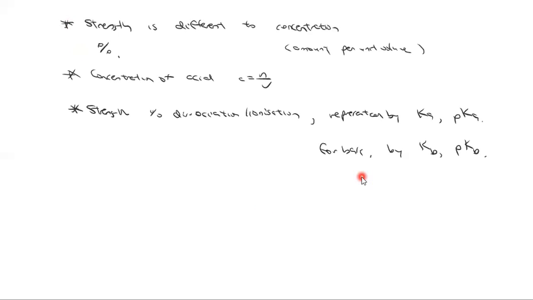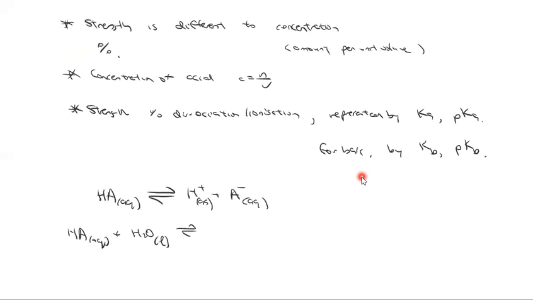Note that if you've got HA, as we said earlier, I'll just rewrite this out again. We've got HA becoming H+ and A-, or alternatively with the other definition, it won't really matter. Both of them will give you a Ka of [H+] times [A-] over [HA].